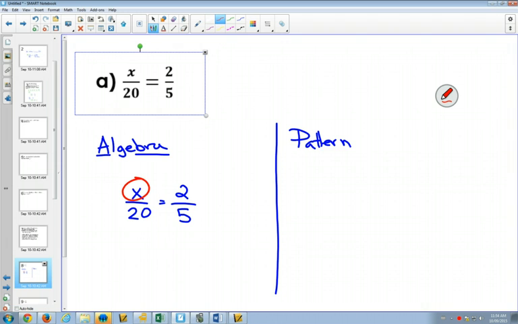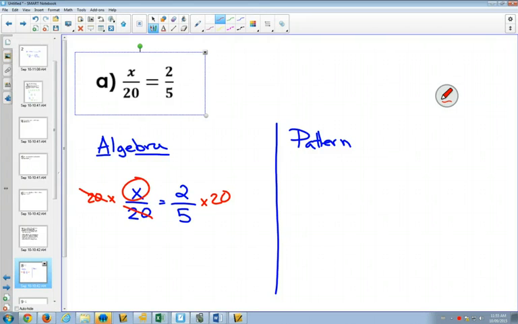Right now, the number that we want to find is being divided by 20. What's the opposite of dividing by 20? Multiply. If you always do the opposite, if I don't want that 20 there, I'm going to need to multiply by 20. But if I multiply by 20 on one side of the equation, I have to multiply by 20 on the other side of the equation. Multiplying by 20 and dividing by 20, since those are opposites of each other, are going to cancel out.